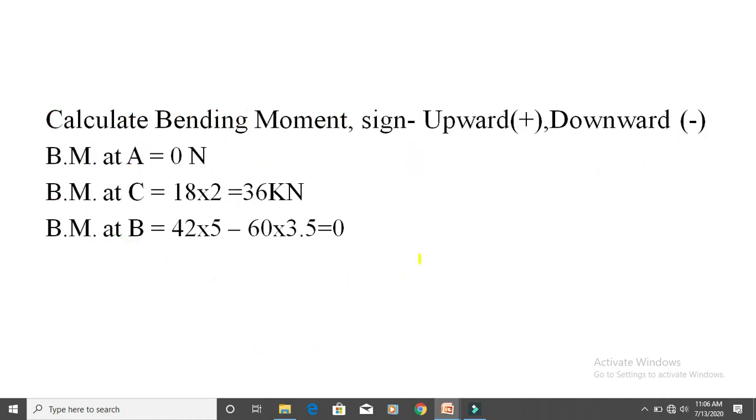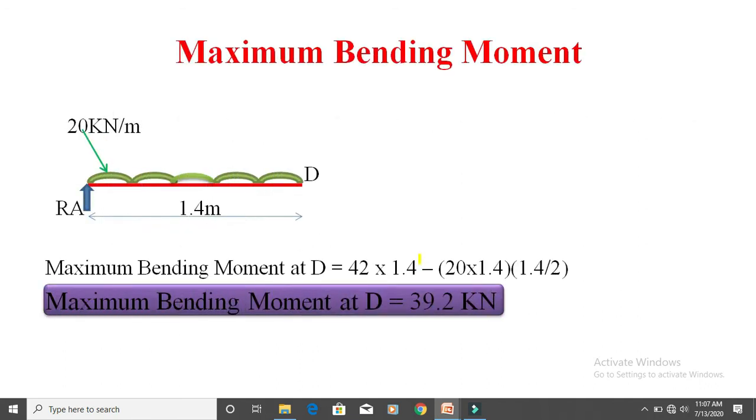The next step is to calculate the bending moment sign values. The sign convention is that upward force is considered plus, downward force is considered negative. So bending moment of A is equal to 0, bending moment of C is equal to 18 into 2, that is 36. Bending moment of B is equal to 42 into 5 minus 60 into 3.5, which is equal to 0. Generally in a simply supported beam, the first value of bending moment and the last value of bending moment are also always 0. So our next step is to calculate the value of the maximum bending moment.